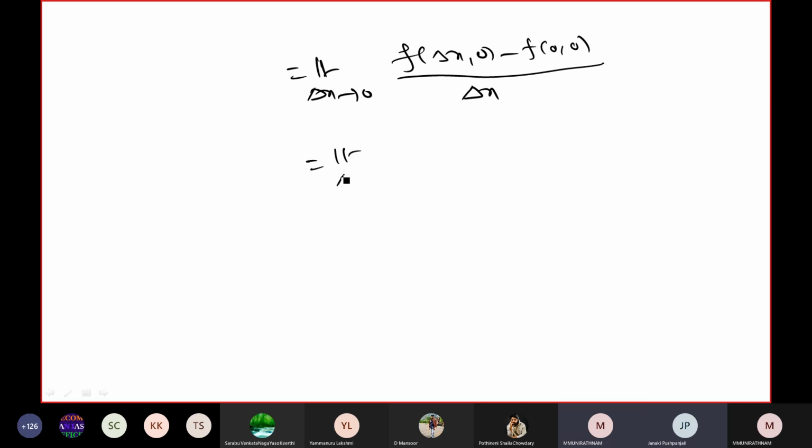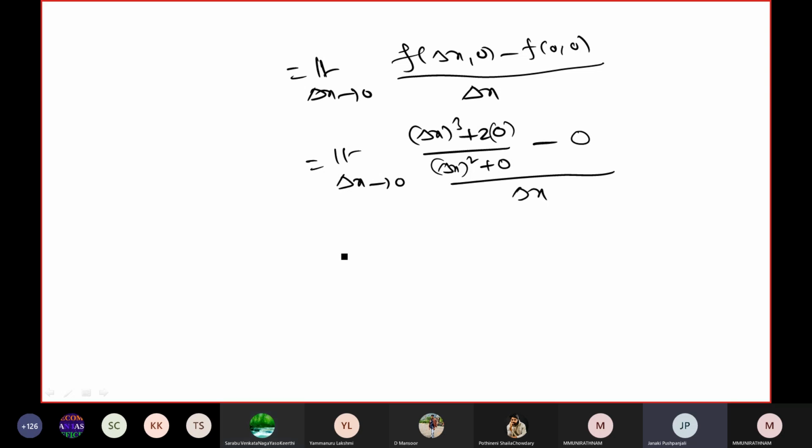Can anyone say what is f of delta x comma 0? It is delta x whole cube plus 2 into 0 by delta x whole square plus 0, minus f of 0 comma 0. What is f of 0 comma 0? It is 0. So this will be delta x whole cube by delta x whole cube, and this will be 1.